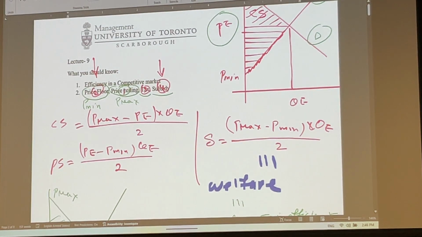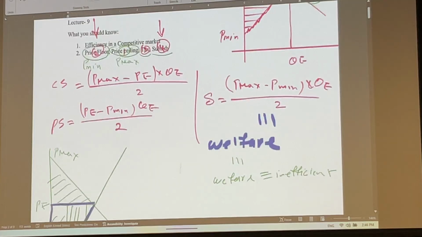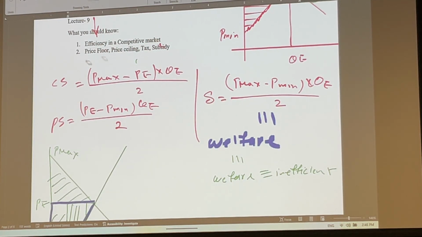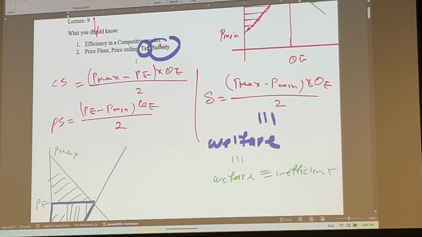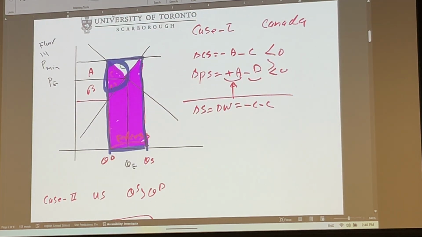Next one is tax and subsidy. Now let me go on this one. If you want to help farmers, why put a price floor? Just give them a subsidy, give them money. It's cheaper. You don't have deadweight loss. Right? Just give them cash.